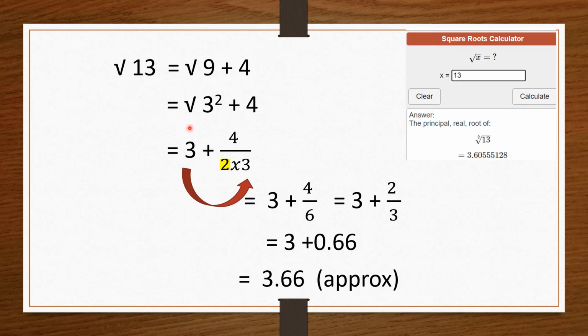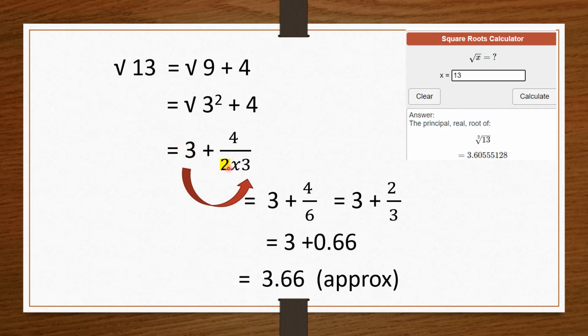Okay, so 9 is written as 3 square and root of 3 square is equal to 3 plus, and you have some term in this place, which is going to replace the long division method. Okay, so what I am going to do here is I am writing this 4 as it is, and this divided by 2 times 3. That is, whatever number you get here will be written here.